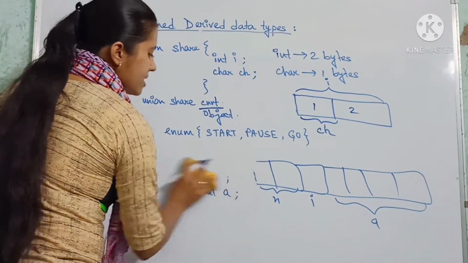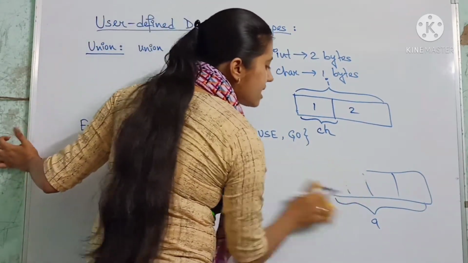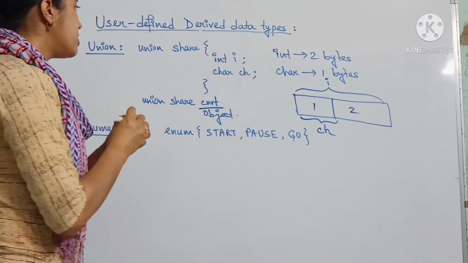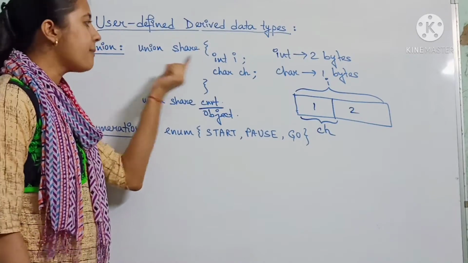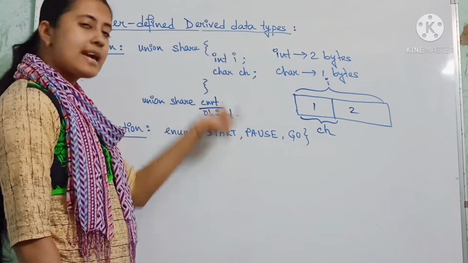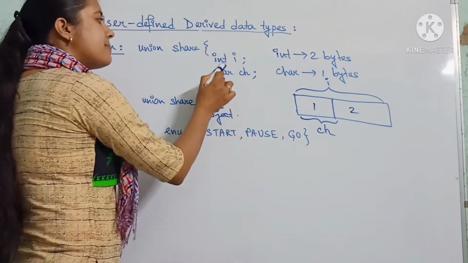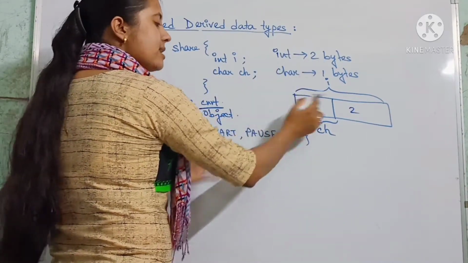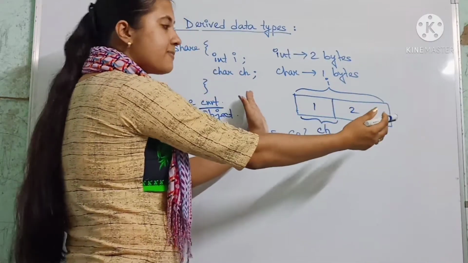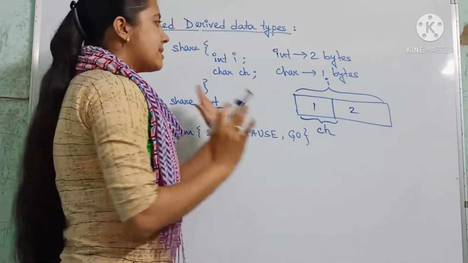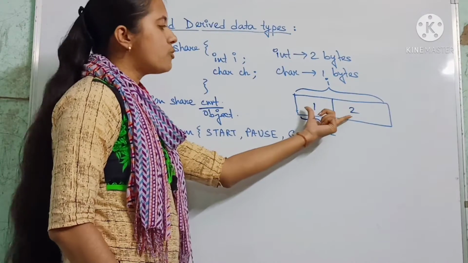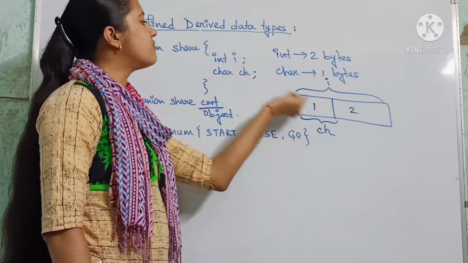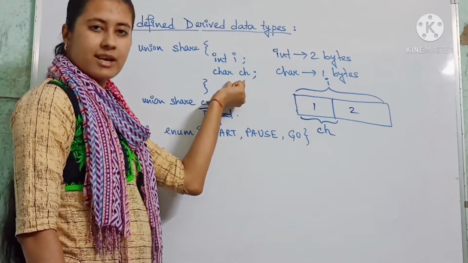But in case of union, it shares the memory among the different variables that are assigned to this union. Okay? Suppose it looks for the highest data type. Highest data type is integer. So it will assign the integer the memory allocation of 2 bytes of memory. It will allocate. Then it will share 2 bytes. It will give to its integer variable, and 1 byte it will share with the character variable.